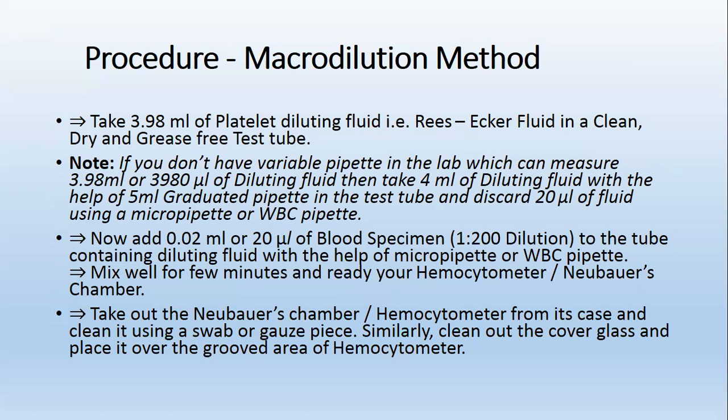Now add 0.02 ml or 20 microliter of blood specimen to the test tube containing the diluting fluid with the help of a micropipette or WBC pipette. Mix well for a few minutes and get your hemocytometer or Neubauer chamber ready. Take out the Neubauer chamber from its case and clean it using a swab or gauze piece. Similarly, clean the cover glass and place it over the grooved area of the hemocytometer.